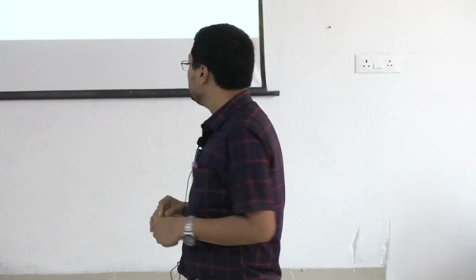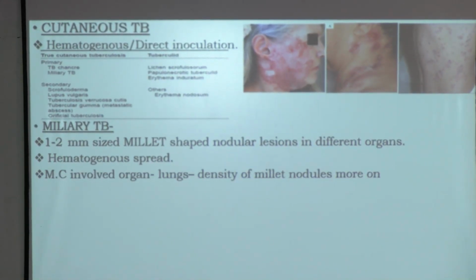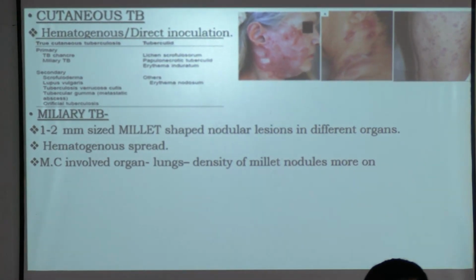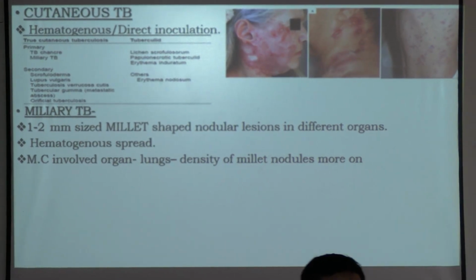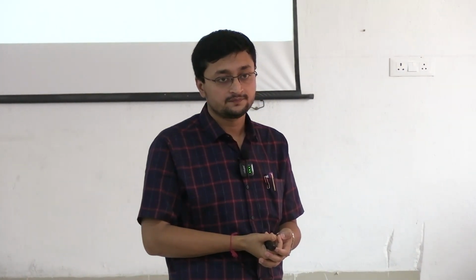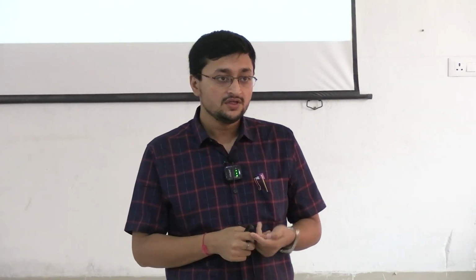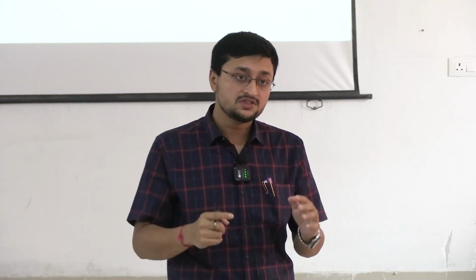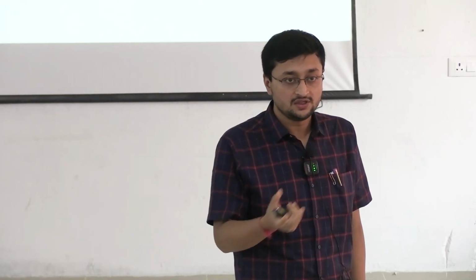It is 1 to 2 millimeter size millet shaped nodule. Hematogenous spread, most commonly involved organs are lungs and liver. So miliary tuberculosis, what are the most common lobes affected in case of lung miliary TB? Considering this as hematogenous dissemination, the lower part, both basal parts of both lungs are involved mostly rather than the upper parts. Why? Because it is rich in vascularity, the lower part, right?